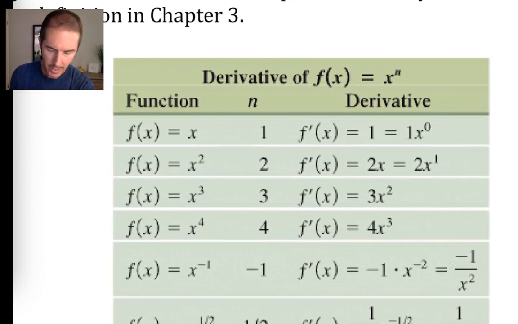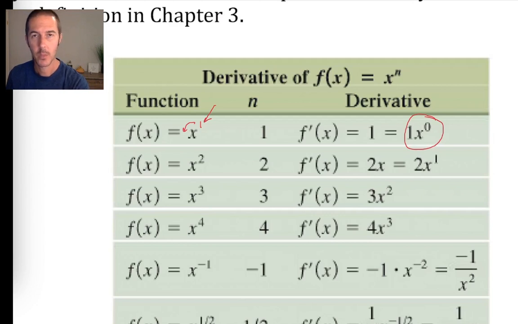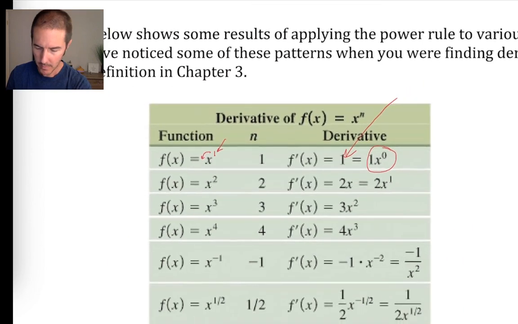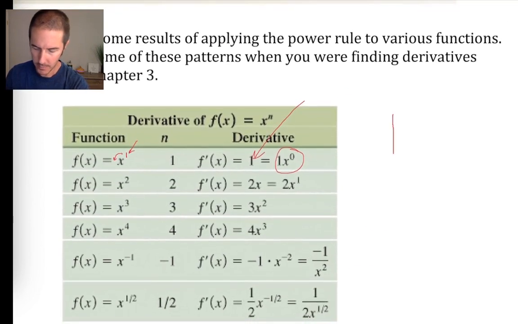So this table is showing us some examples. If we have x to the first power, we take that exponent of 1, we multiply it in front of our variable, and then we decrease this exponent by 1, which makes it a 0, which means we have 1 times x to the 0. Anything to the power of 0 is equal to 1, so we really have 1 times 1, which is 1. So the first derivative of x is equal to 1. Again, I'm not going to do this very frequently, but in this particular instance, it's quite easy.